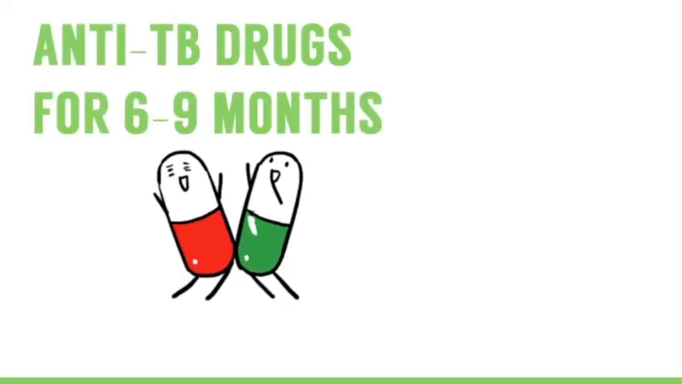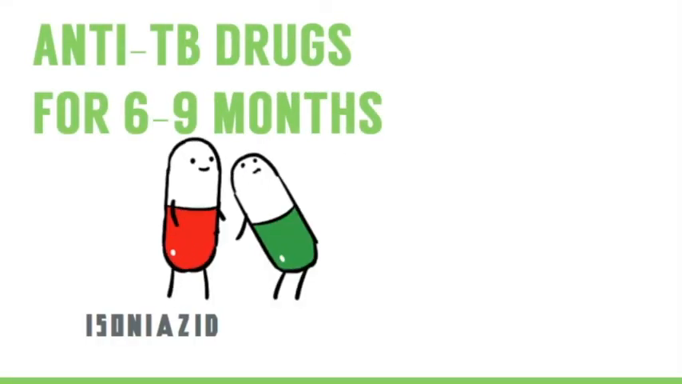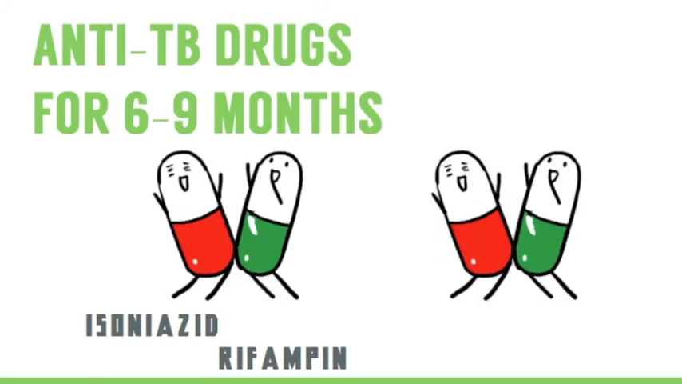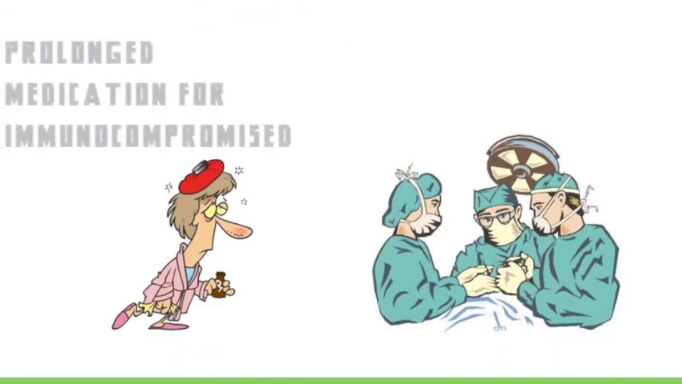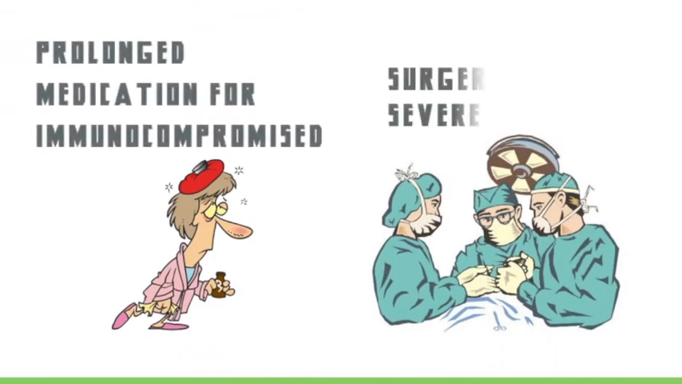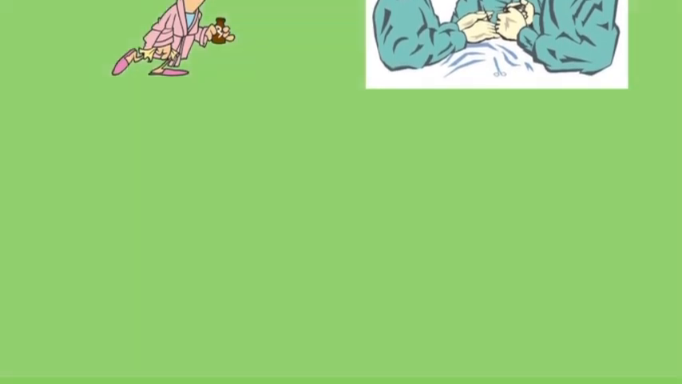For initial treatment of TB, the patient is administered isoniazid, rifampin, pyrazinamide, and ethambutol for 6 to 9 months. Treatment will be prolonged in immunocompromised patients, and the most severe cases will require surgery.